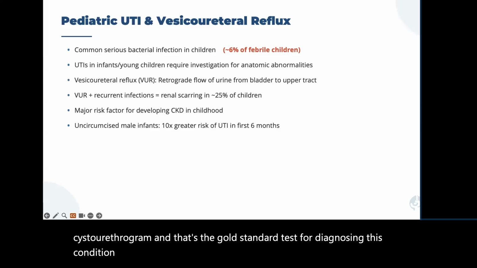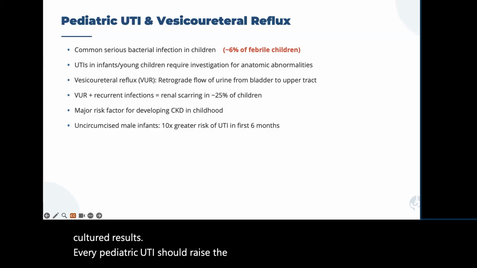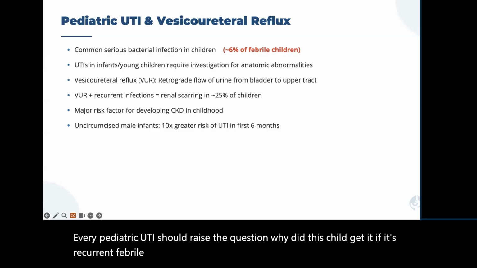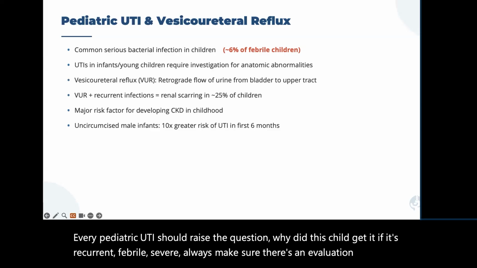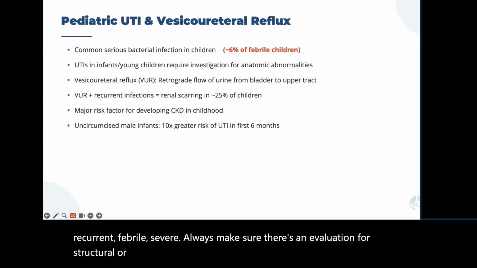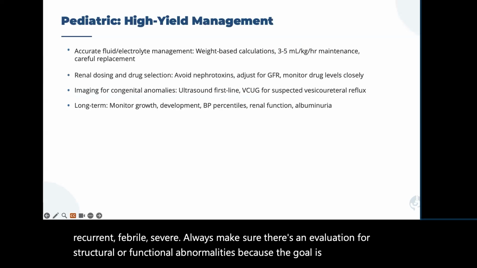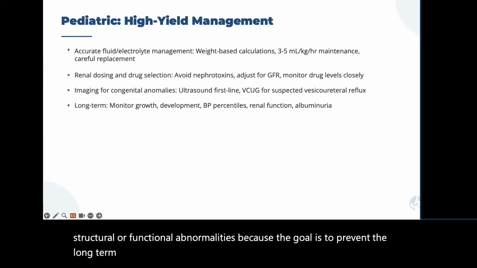Acute UTI, prompt antibiotic therapy tailored to the cultured results. Every pediatric UTI should raise the question, why did this child get it? If it's recurrent, febrile, severe, always make sure there's an evaluation for structural or functional abnormalities because the goal is to prevent the long-term dysfunction.